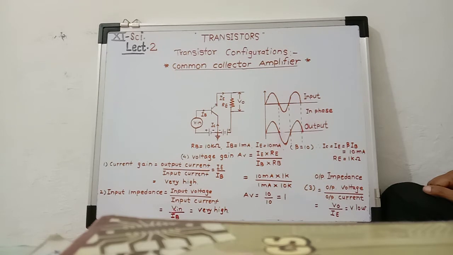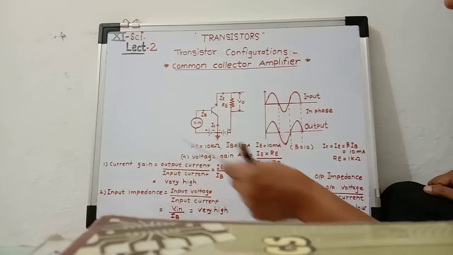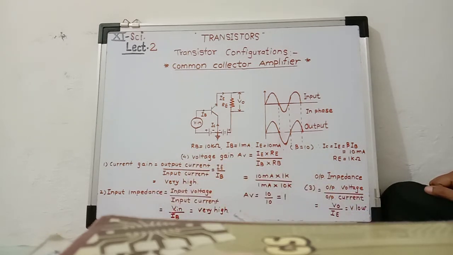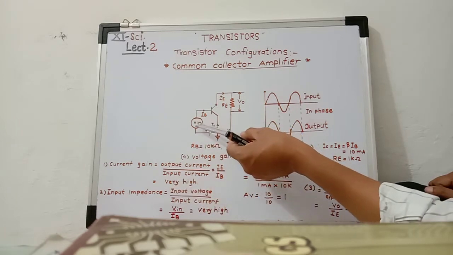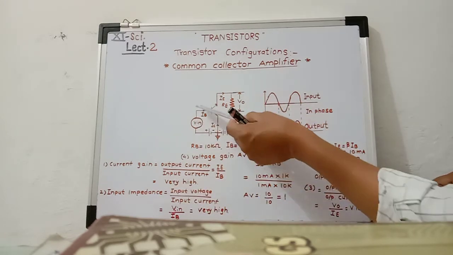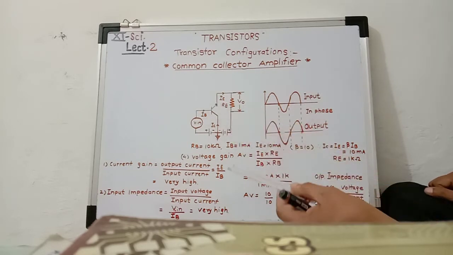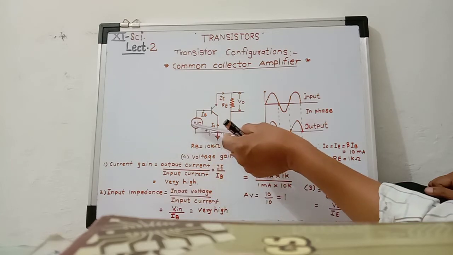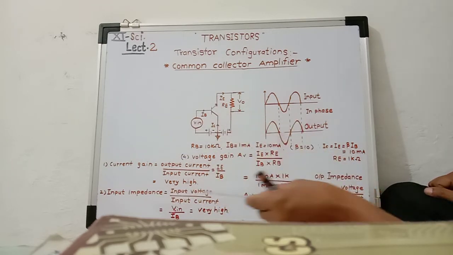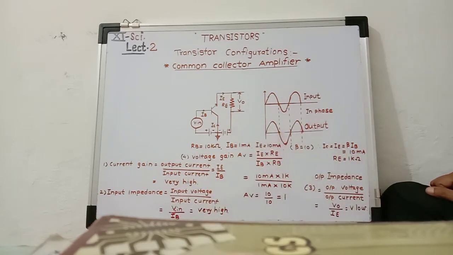Now see the second parameter, input impedance. Input impedance means resistance. We know that R is equal to V upon I. So here input impedance is equal to VIN divided by IB, that is, the base current.